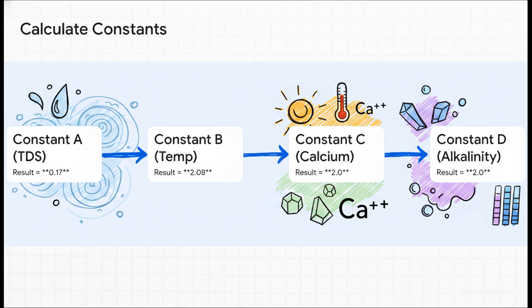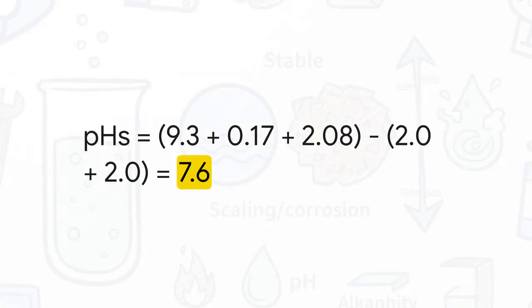Then we have constant C for calcium hardness. That's the log of your calcium hardness minus 0.4. For us, that's 2.0. And finally, the easiest one, constant D for alkalinity, is just the log of your alkalinity. The log of 100 is 2.0. Simple as that. Okay, we've got all our pieces.